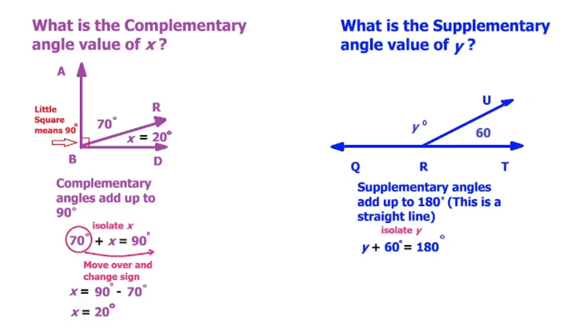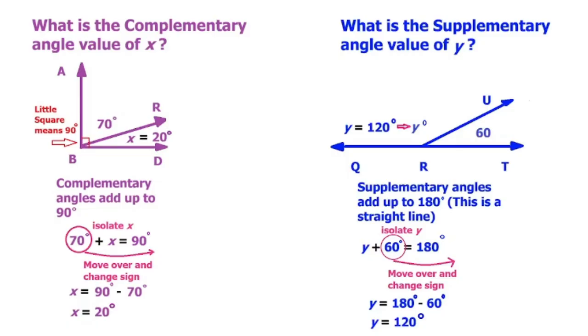Now we just need to isolate y. And so to do that, we move this 60 degrees over, and because it crosses over the equal sign, it changes sign, okay? So now we have y equals 180 minus 60. And the answer for y is 120. So y equals 120 degrees. And that's complementary and supplementary angles.